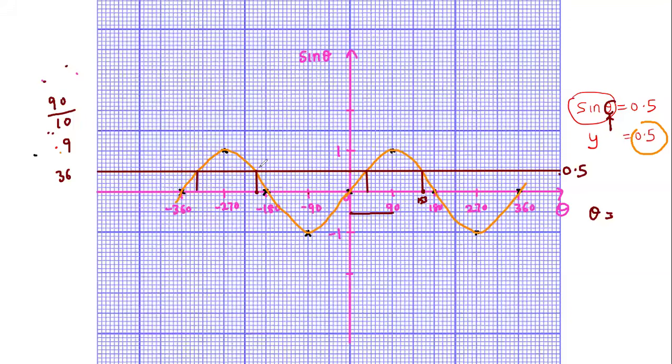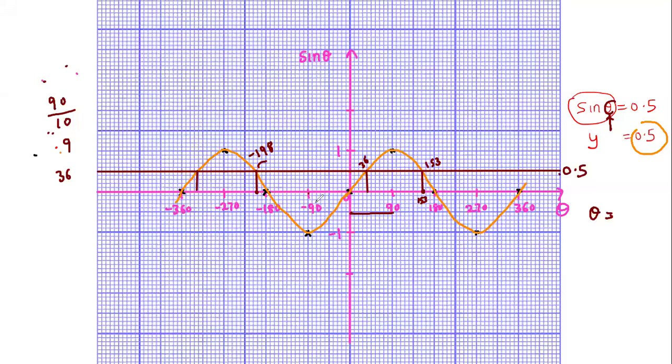So this side here, the angle: this is 10, this is 20, this is 22. Then I say 22 times 9, which is 198. So the angle here is going to be negative 198. The angle you are getting from your graph here is around 36. The angle you are getting here is around 153.